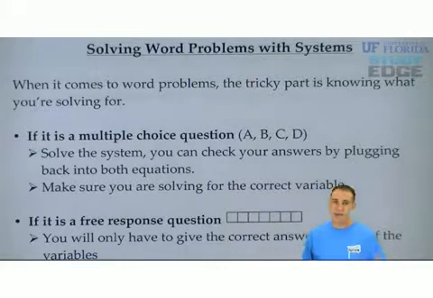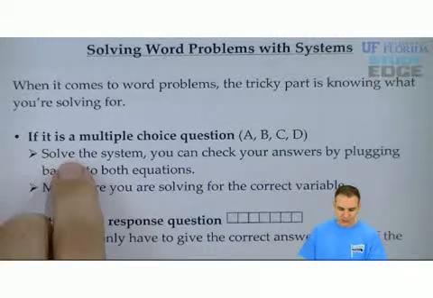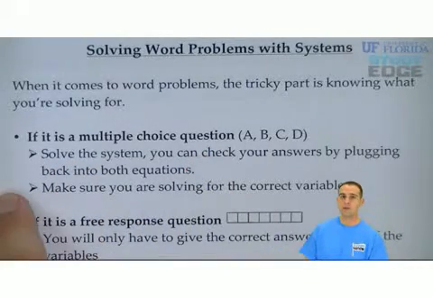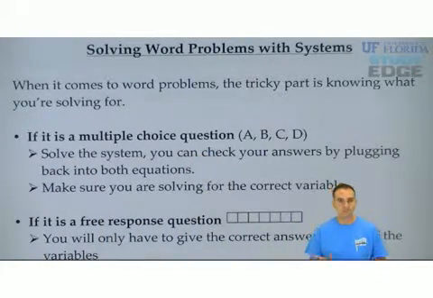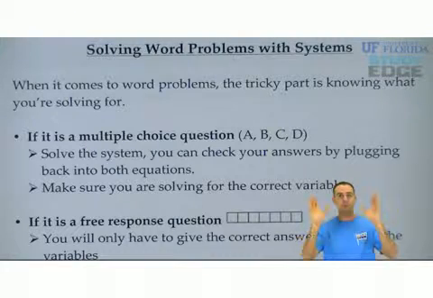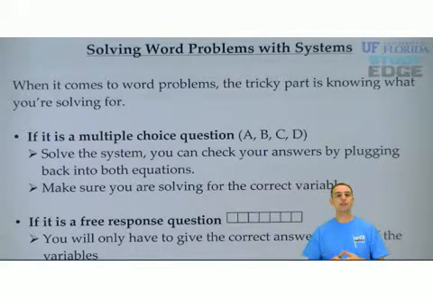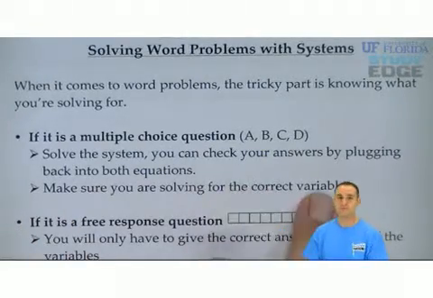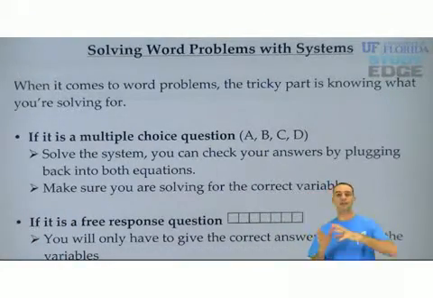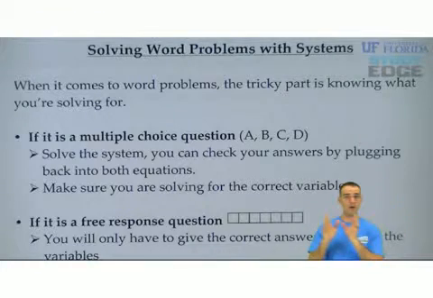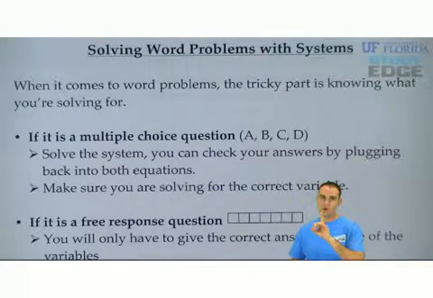Now, 2 things to keep in mind. One, if it's multiple choice, solve the system. You can check your answers by plugging back into both equations. So once you get both answers, plug them back into both equations and make sure they are valid for both of them. Make sure you're solving, though, for the correct variable. If they want x, make sure you're answering the question for x. If they want y, make sure you're answering it for y.